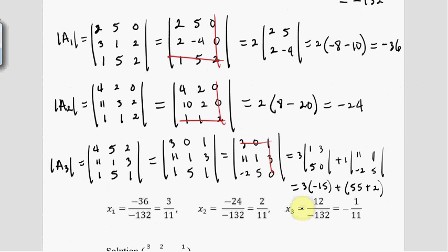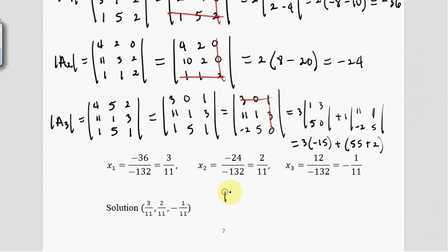So a sub 3, the determinant for a sub 3 is negative 45 plus 57. Looks like 12.